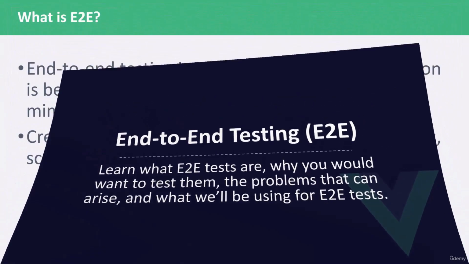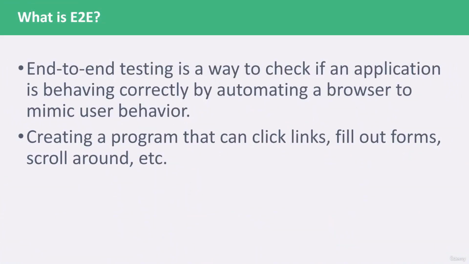First things first, what is end-to-end testing? End-to-end testing is a way to check if an application is behaving correctly by automating a browser to mimic user behavior. It's basically what we've been doing already whenever we write a new feature. After writing some code, we would manually visit the application in the browser, perform some tasks, and verify the app responded with the desired results. This process is what's called manual testing. An end-to-end test does the same thing, except we can write a program to do the things we would usually do. We can tell the program to click links, fill out forms, scroll around, etc. We can completely automate the testing process.